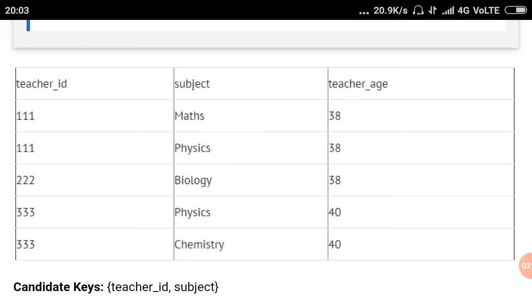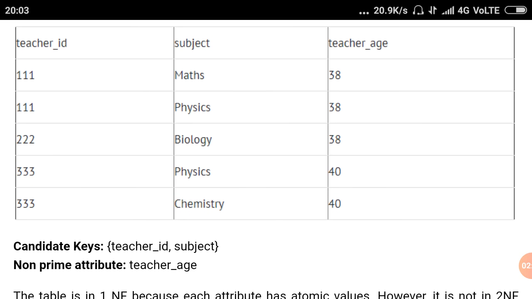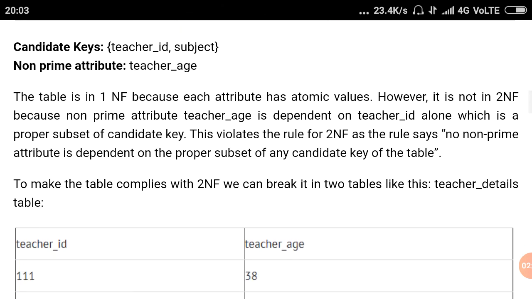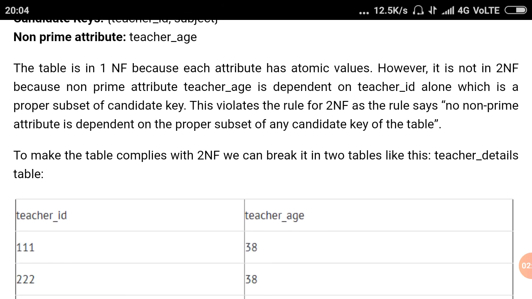Now in this table, the candidate key is a combination of teacher ID and subject. The non-prime attribute is teacher age. The table is in first normal form because each attribute has atomic values. However, it is not in second normal form because the non-prime attribute teacher age is dependent on teacher ID alone, which is a proper subset of the candidate key.